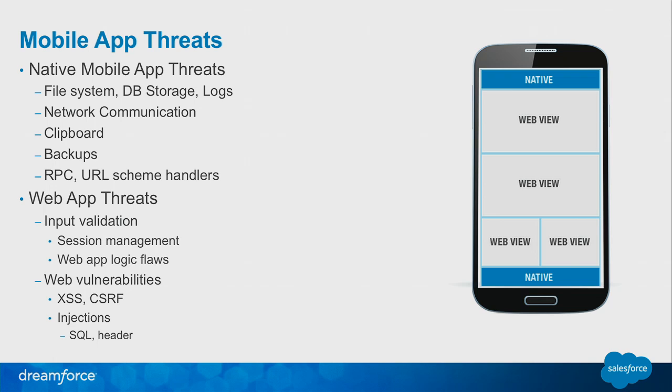Then we have things like RPC and how applications actually communicate among each other. Can some malicious app that is installed in the user's mobile device steal information from our app? How can we really use that sandbox to avoid that kind of thing? So this is just a number of threats we're exposed to when we are talking about the native side of mobile development.